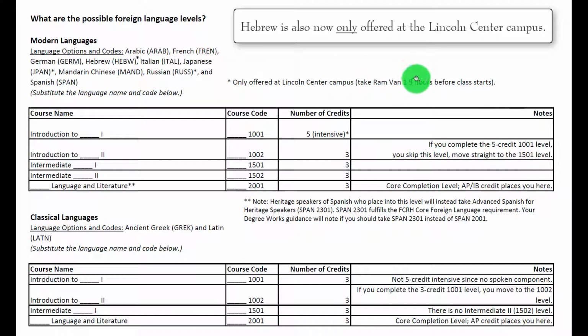You should factor in your time so that you take the Ram Van to class about an hour and a half before your class begins. So if you have a Tuesday, Friday 1 to 2:15 class at Lincoln Center, we would recommend taking the 11:30 Ram Van, because New York City traffic, if you've never experienced it, can be pretty brutal, even for our highly experienced Ram Van drivers.